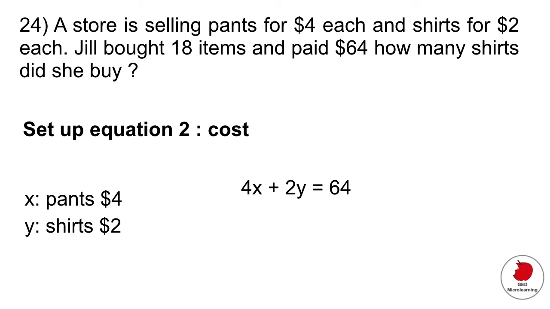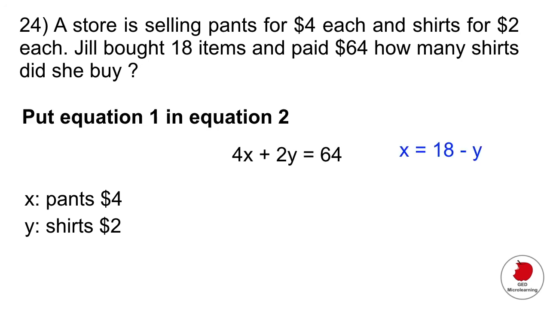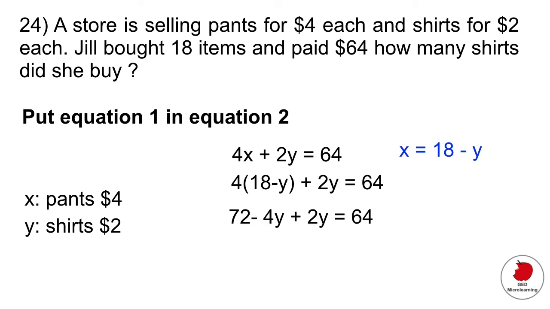Now, here's where the tricky part comes in. You're going to use that first equation, that answer that you got for X, and you're going to stick it in this equation. Okay, so wherever you see an X, you're going to put in the equation in blue. All right, so you end up with this. And now you're going to use the distributive property to clean this up. Okay, so you would multiply 4 times 18, that gives you 72, and 4 times minus Y gives you minus 4Y.